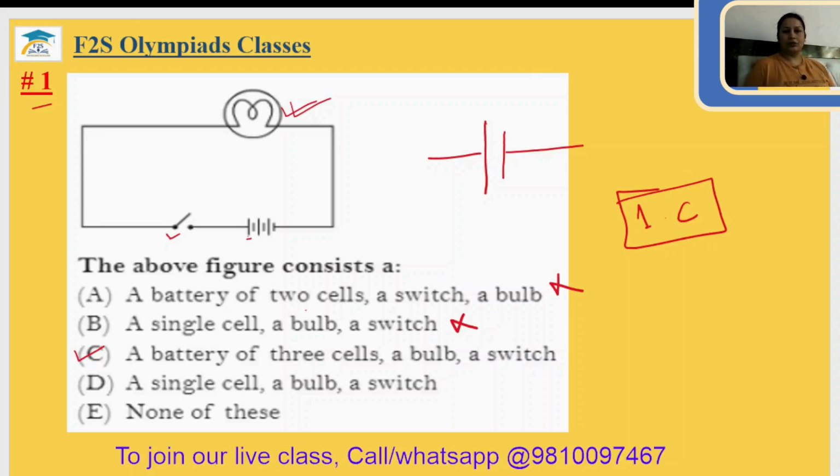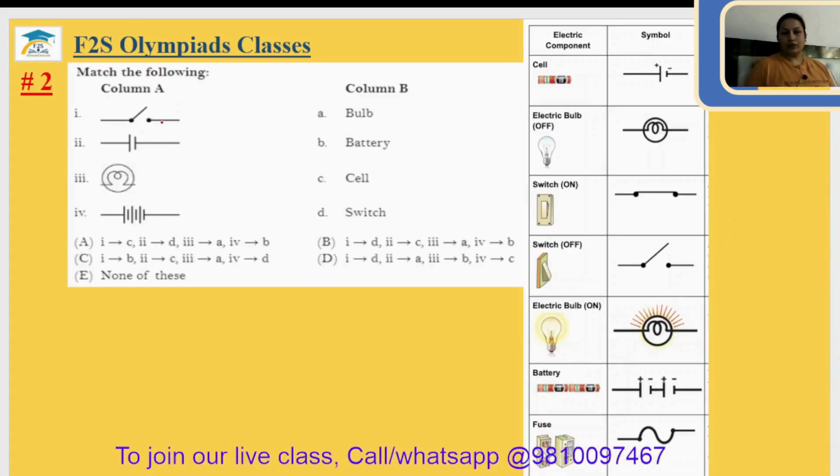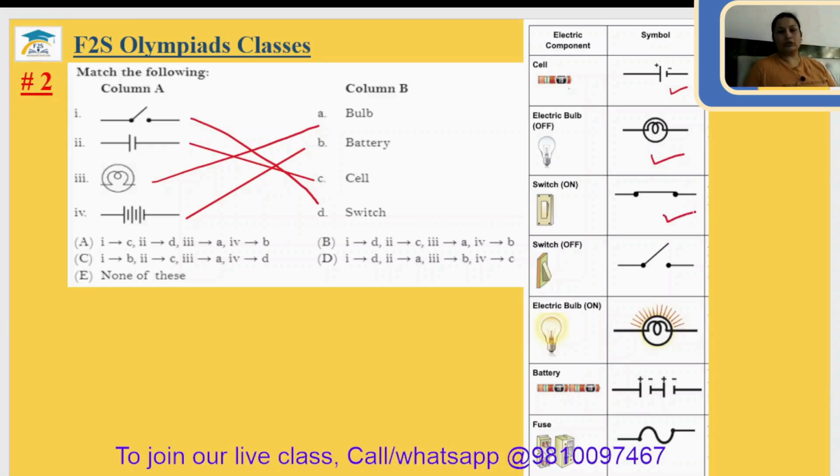Question number 2. Match the following. This is the symbol of switch. One will be D. This is your battery, or you can say cell. One is the cell and more than one is your battery. And this is your bulb. Other symbols I have shown here. Cell can be represented as this. Bulb can be represented as this. Switch off condition this way, on condition this way. Light the bulb, which is a glowing bulb, in this way. This is the battery symbol and this is the fuse symbol. You can note down in your notebook. So second answer will be your option B.